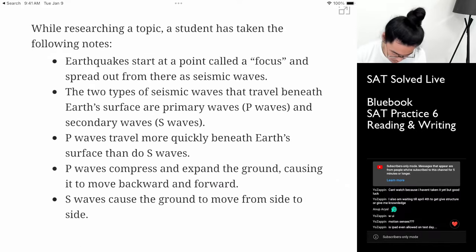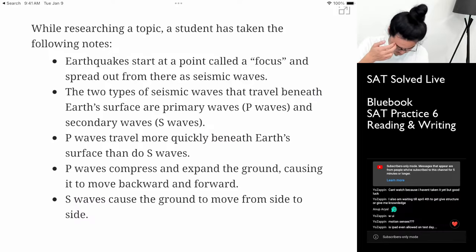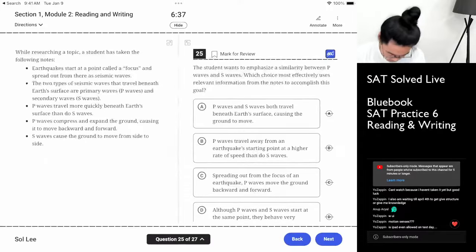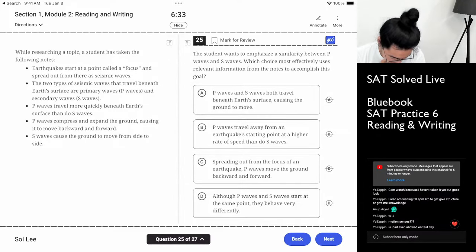Similarity between P and S, here we go. Started at a point called a focus, spread out from there as seismic waves. P waves, S waves, P fast, S slow. Compress, expand. Side to side, ooh. Backward and forward, side to side, okay. Similarity, they both come beneath the surface from the focus.